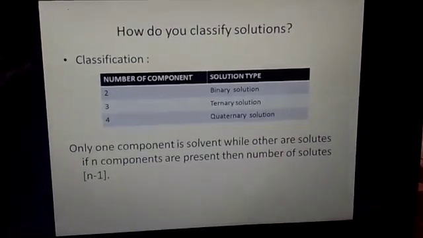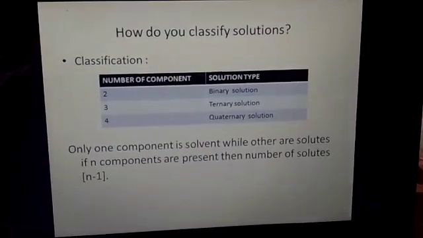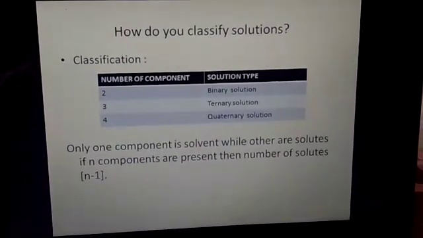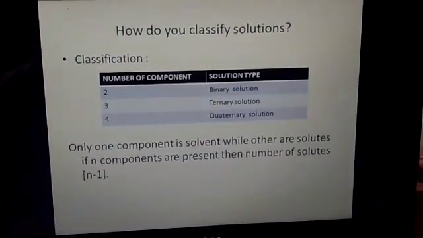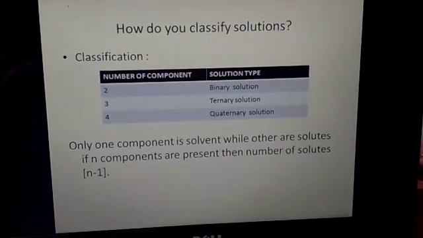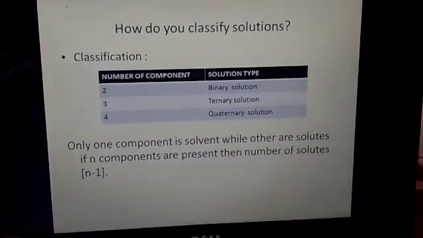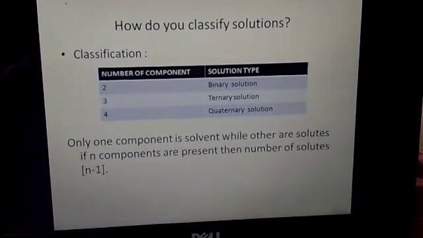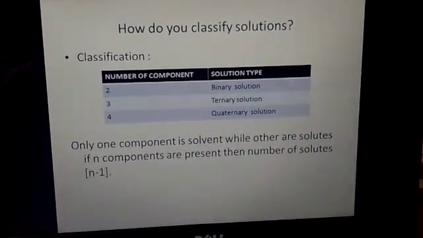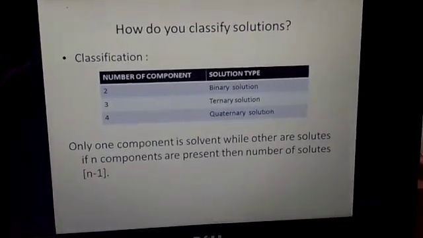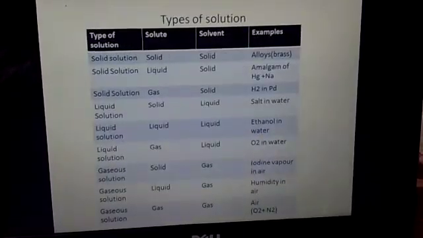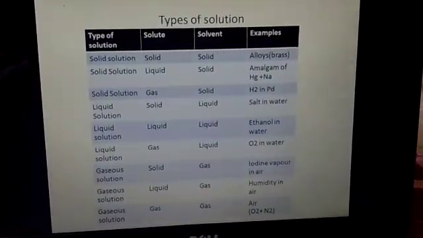Remember one thing: only one solvent is present in the solution, while the rest of the components are treated as solutes. If n components are present in the solution, then the number of solute components is n minus 1. The types of solutions.